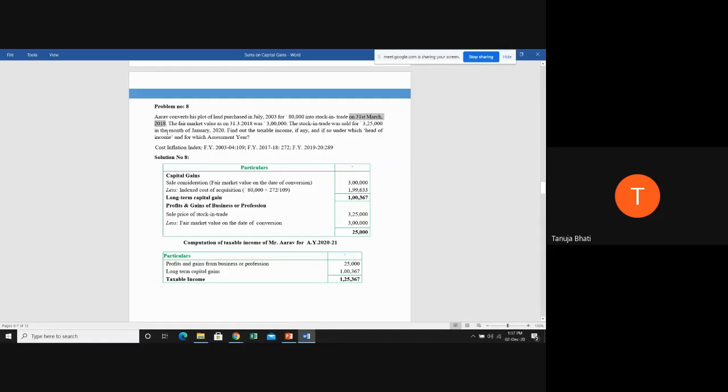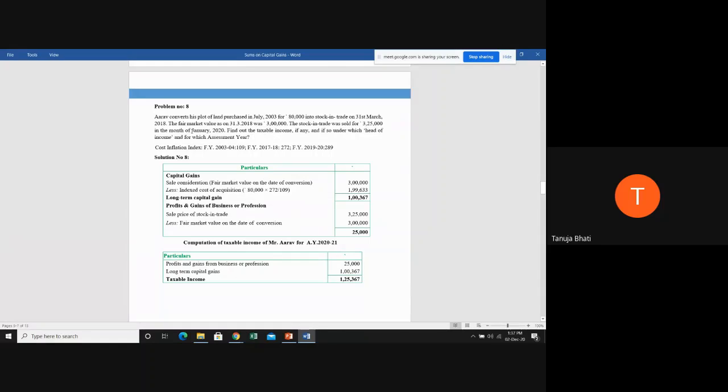31st March 2018. He is converting the land into stock in trade. The fair market value as on this date was 3 lakh rupees. The stock in trade was sold for 3,25,000. So 3,25,000 is the actual sales value. And in which year was it sold? It was sold in the month of January 2020. Find out the taxable income, if any, and if so, under which head of income for which assessment year.